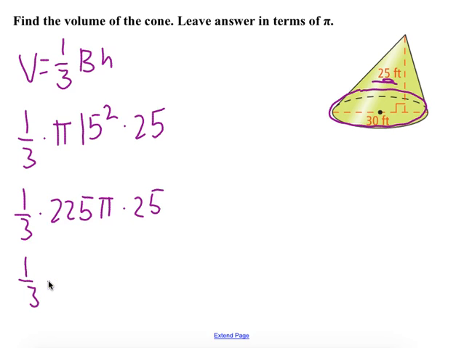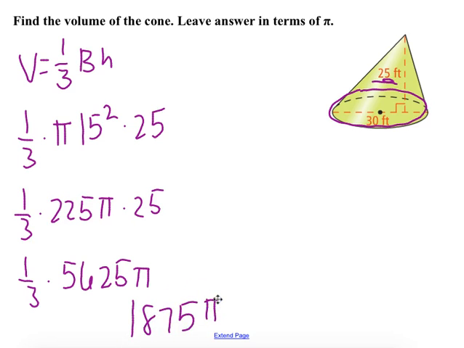Now crunching these numbers, we get 1/3 times 225 times 25, which is 5,625 pi. Then dividing that by 3, we get 1,875 pi feet.